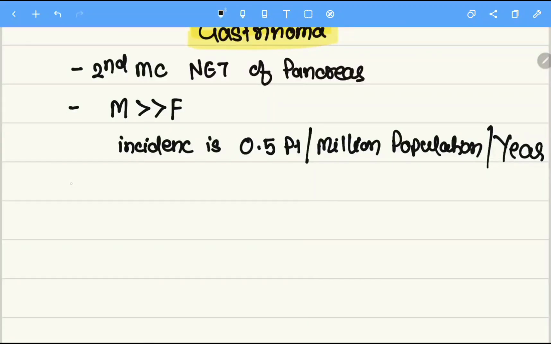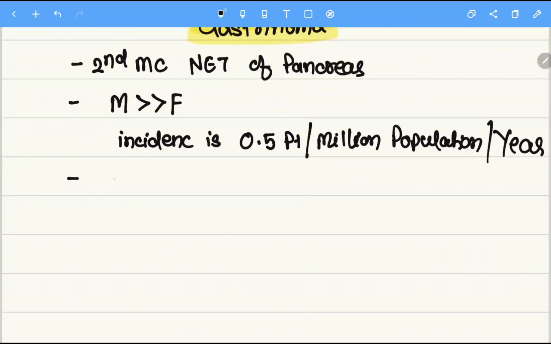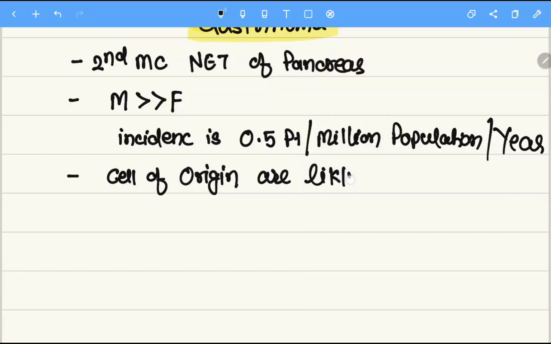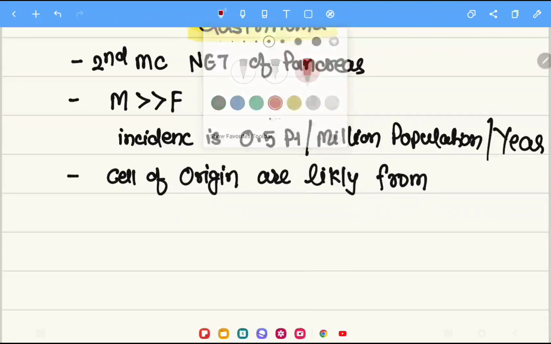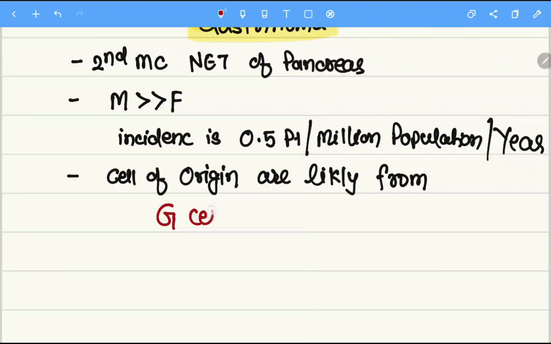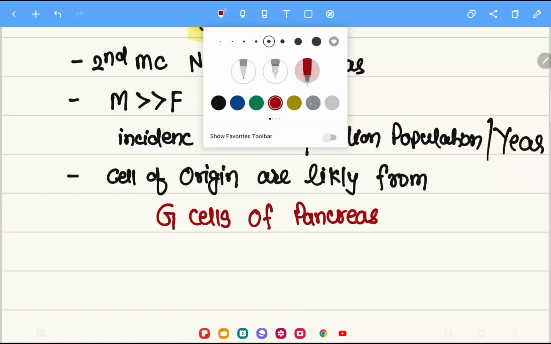So what is the cell of origin? From where does it arise? The cell of origin is likely, understand my word, likely the G cells of the pancreas. As you know, there are many cells in the pancreas, G cells, S cells. It is proposed, not said surely, that it arises from the G cells of the pancreas.